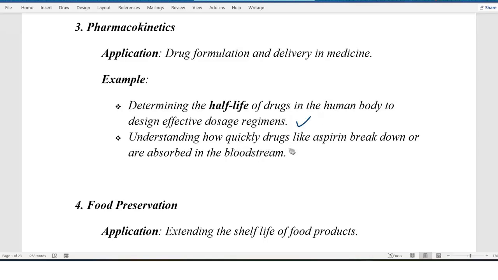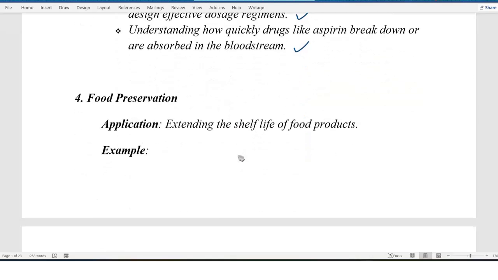Then understanding how quickly drugs like aspirin break down or are absorbed in the bloodstream also helps us. Once we understand this, we are able to design a better drug like aspirin, or we find a way of enhancing it so that we have a faster breakdown or a faster absorption into the bloodstream.